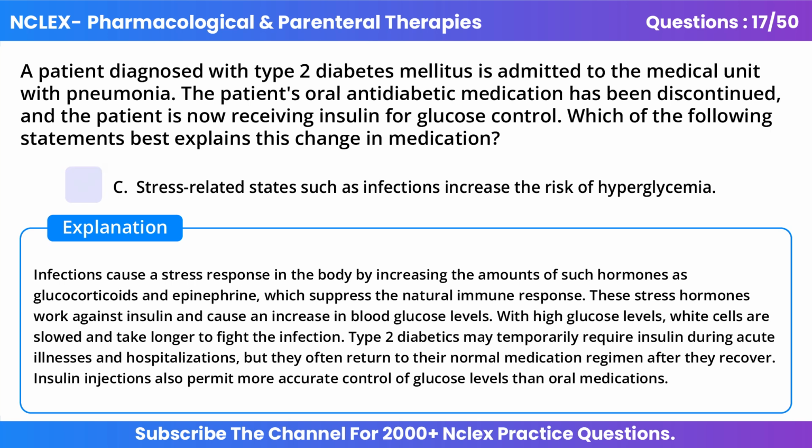Infections cause a stress response in the body by increasing the amounts of such hormones as glucocorticoids and epinephrine, which suppress the natural immune response. These stress hormones work against insulin and cause an increase in blood glucose levels. With high glucose levels, white cells are slowed and take longer to fight the infection. Type 2 diabetics may temporarily require insulin during acute illnesses and hospitalizations, but they often return to their normal medication regimen after they recover. Insulin injections also permit more accurate control of glucose levels than oral medications.